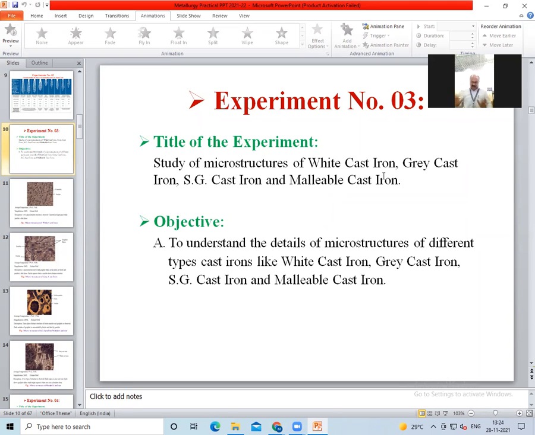Now let us see it in our labs. We'll wait for some time, and then I will go to our metallurgy lab. Presently, I am in the workshop. Now I will go to our metallurgy labs.